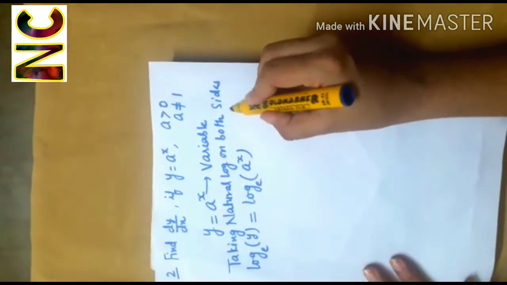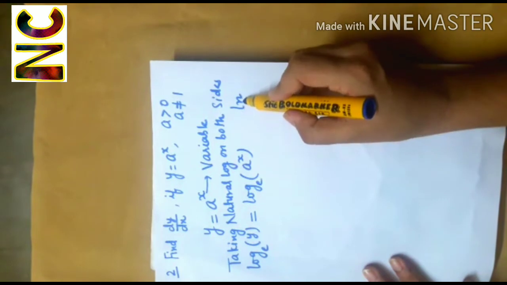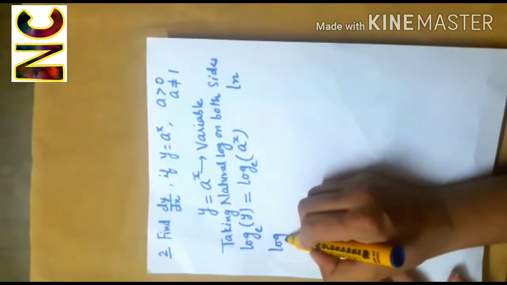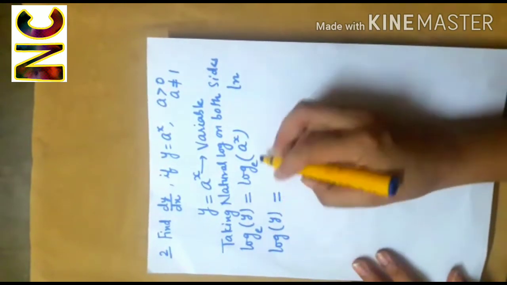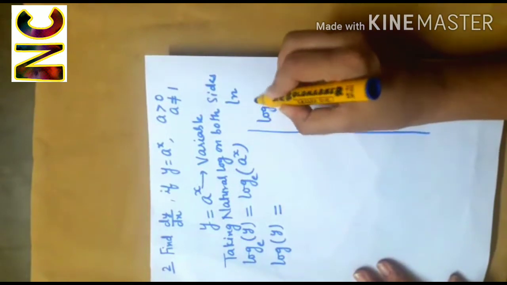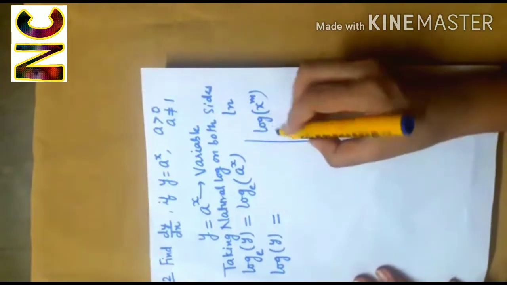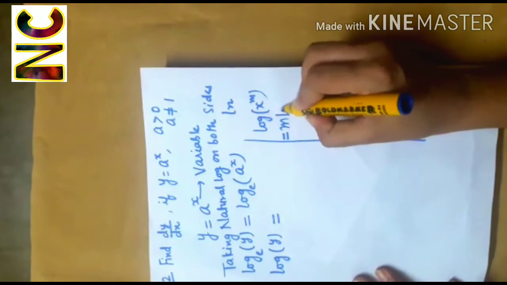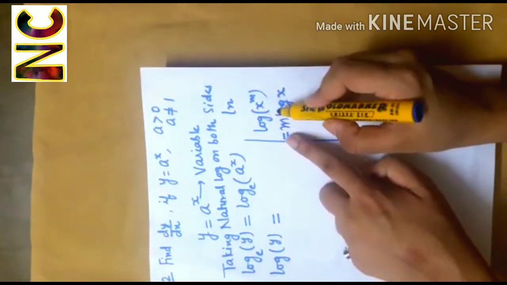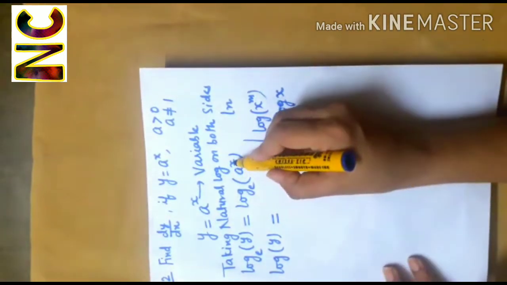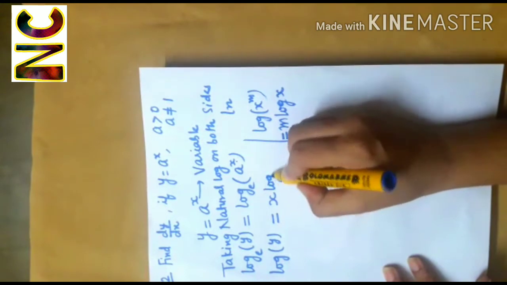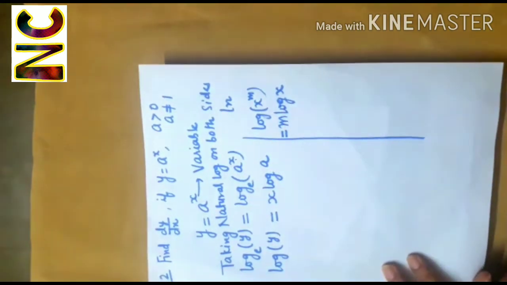Natural log is denoted by ln, so you can use this symbol also, right? Now this is log y is equal to, yes, we know that log x raised to the power m is equal to m into log x. So first I'll use this property here. So this power will come in the front into log a.